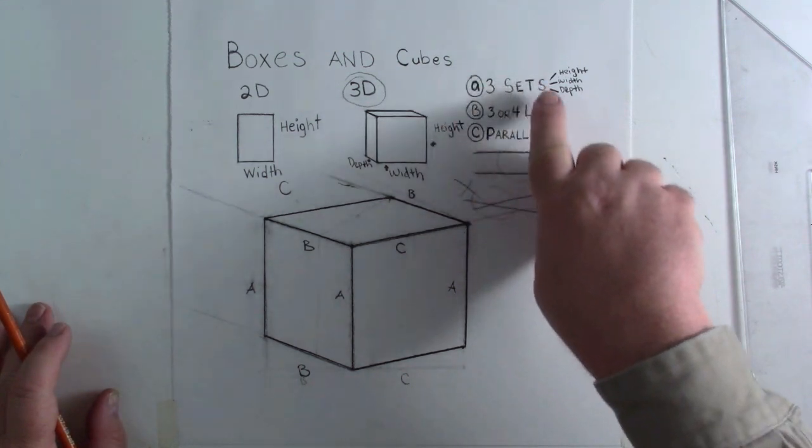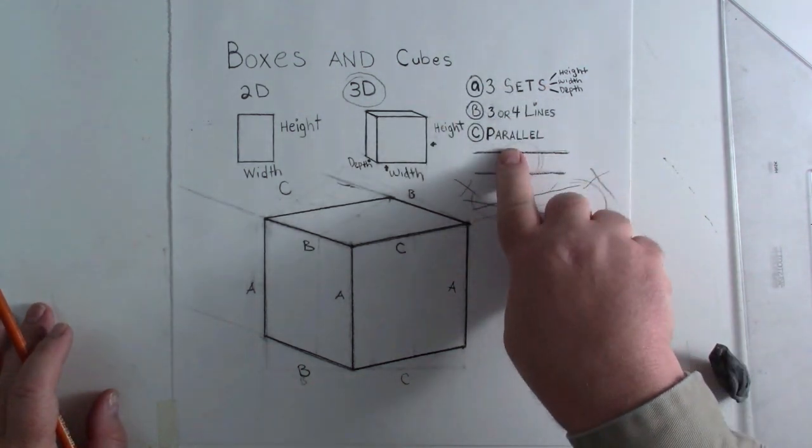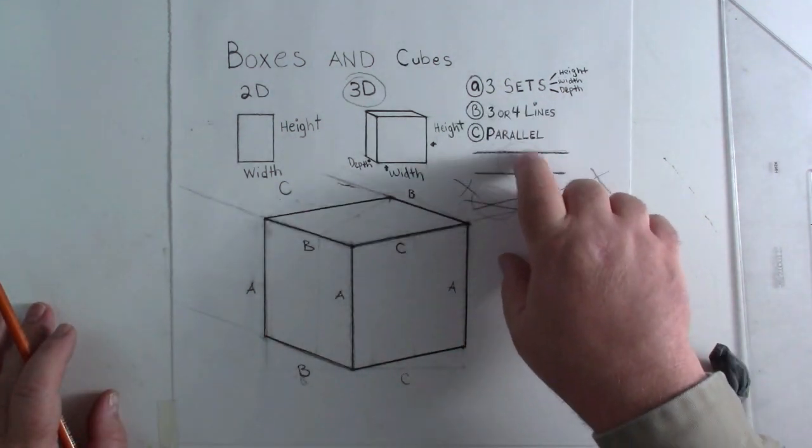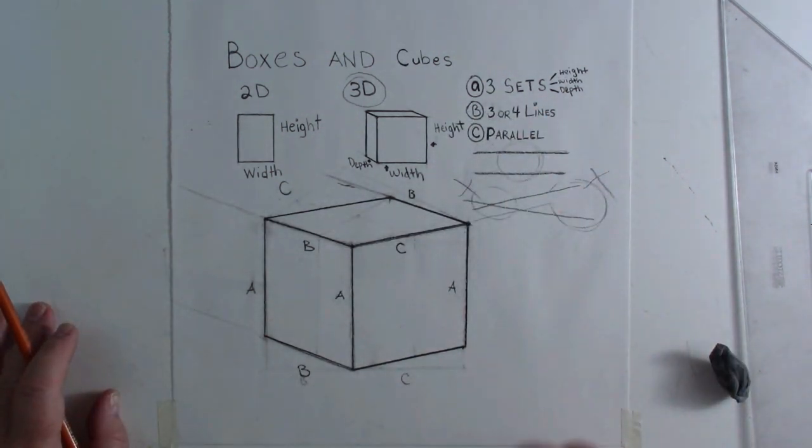This is our standard. This is what has to happen on any cube or any box. You have to have 3 sets of 3 or 4 lines that are parallel. We're going to talk about that 4th line now.